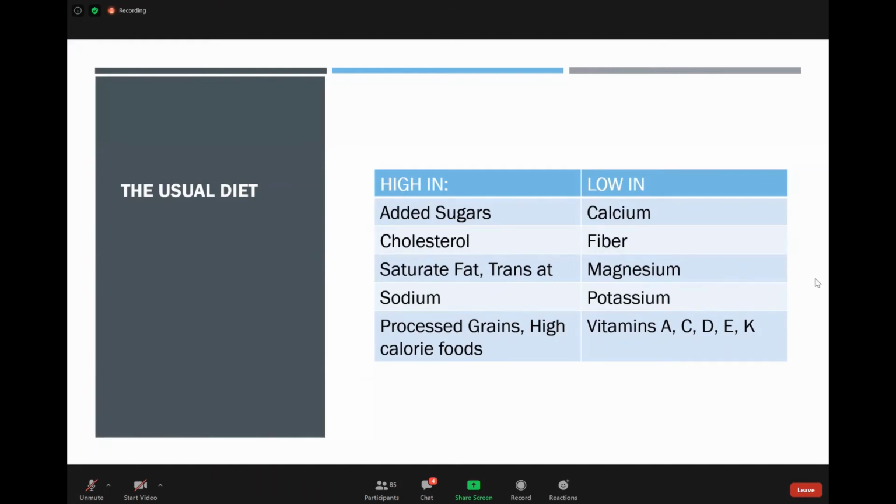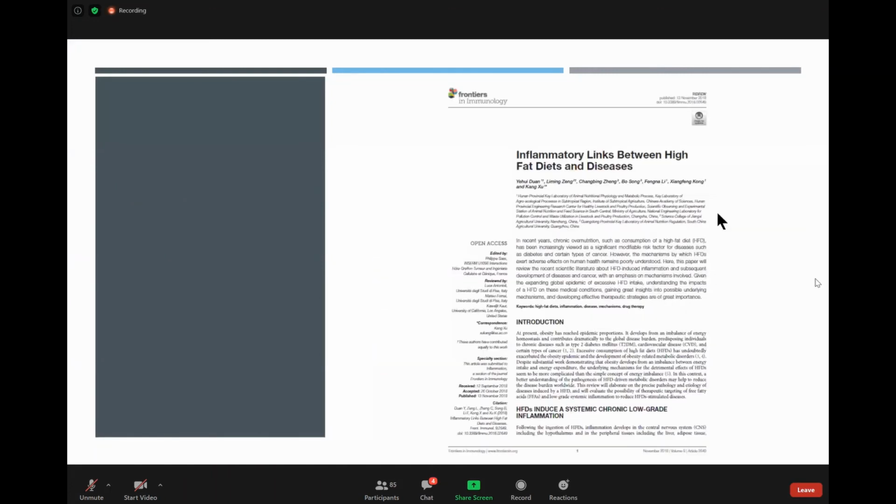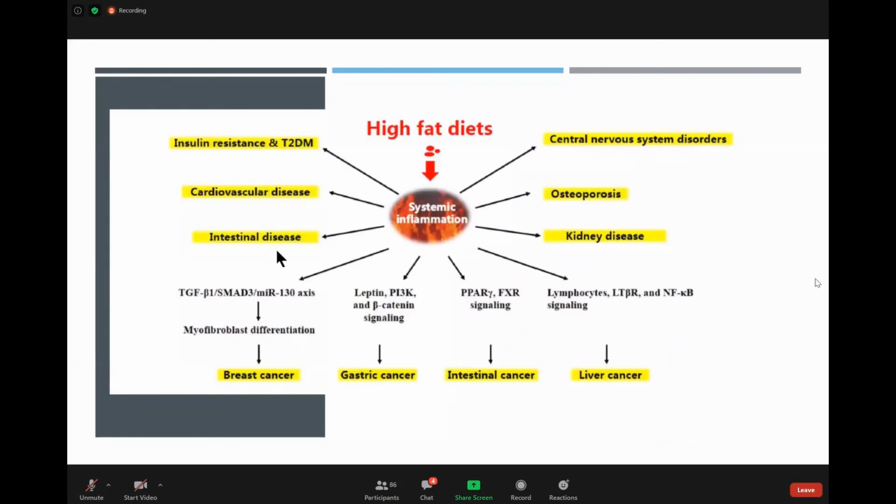ating immune system. And then this from your Frontiers in Immunology, this study links your high fat diets to a lot of diseases, specifically your type 2 diabetes, your cardiovascular diseases, your central nervous system, and then even cancer. So ito po kasi your high fat diets, they increase systemic inflammation, and when systemic inflammation sets in, dumadami na po yung ating mga sakit.